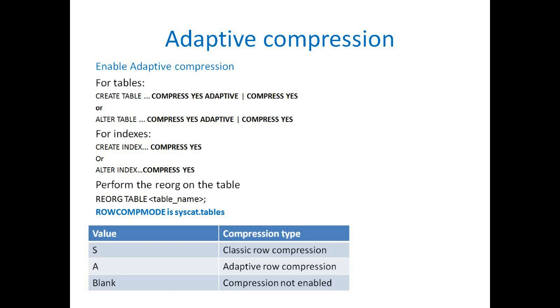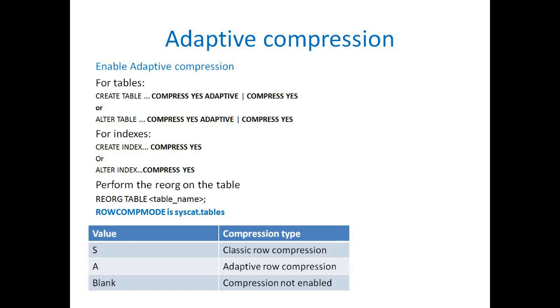So this is what we did in our migration part. We migrated from 9.7 to 10.5. We followed the create table, then alter the table, then we loaded the data and ran reorg on the table, so that we experienced a good space saving. And in 10.1, we have an additional new member in SYSCAT.TABLES, that is ROWCOMPMODE.